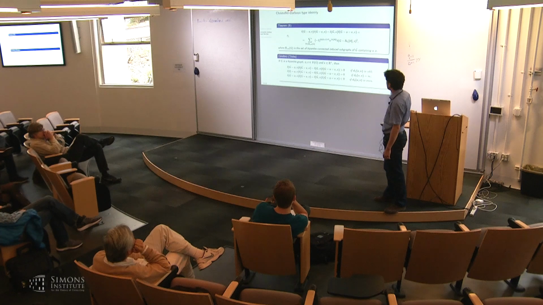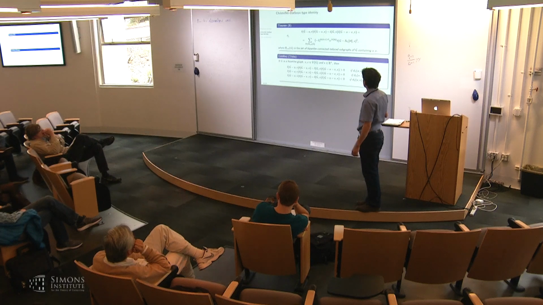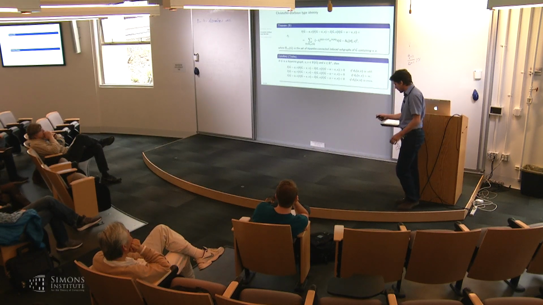Well, your set B_uv is a set of bipartite connected induced subgraphs. So I'm just wondering about that. The third line says bipartite. How does bipartite occur? Why? What's the reason?